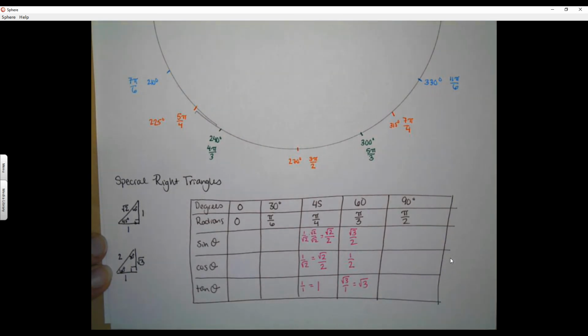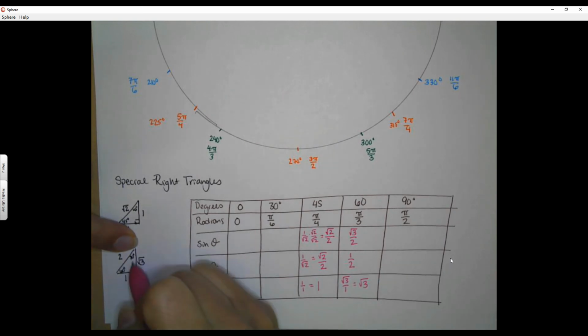Okay. Pardon me. Now, for our 30 degree angle, hey, we can just go to this other angle in our triangle here. Sine is opposite over hypotenuse. So opposite is 1 over the hypotenuse is 2.